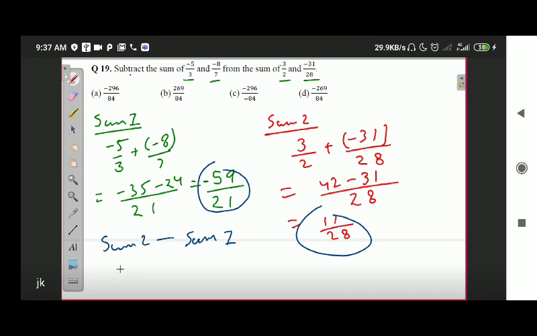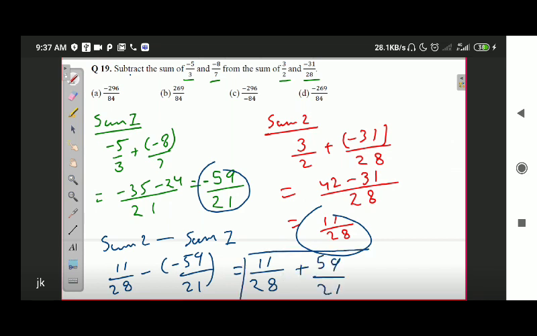That must mean 11 upon 28 minus 59 upon 21, that is 11 upon 28 plus 59 upon 21. Once you simplify, you will find the correct answer. Okay. 7 4s are 28, 7 3s are 21, 28 3s are 84, 3 2s are 6, 7 8s are 56. I guess this is the correct answer.